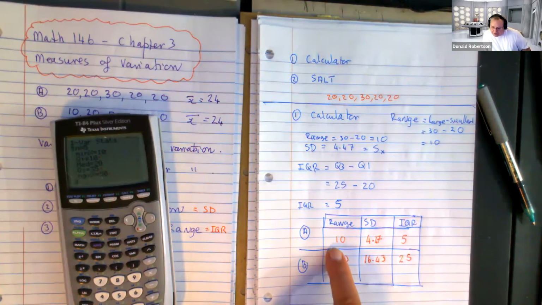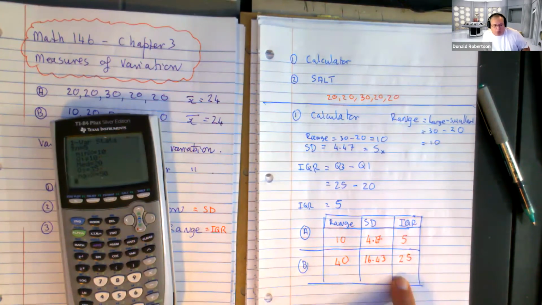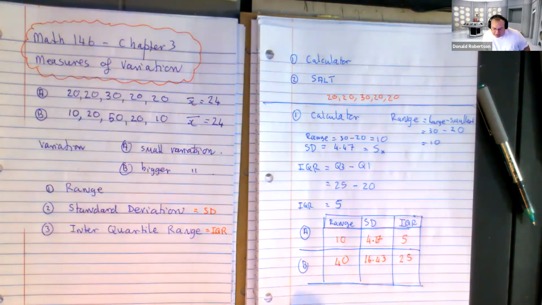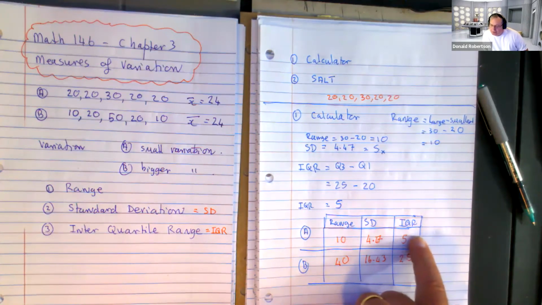Can you see that these measurements indicate what we already could tell just by looking? Isn't player B much more inconsistent? Don't his scores vary a lot? Isn't player A much more consistent?